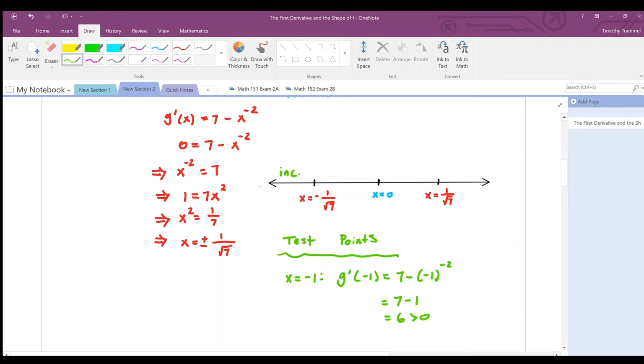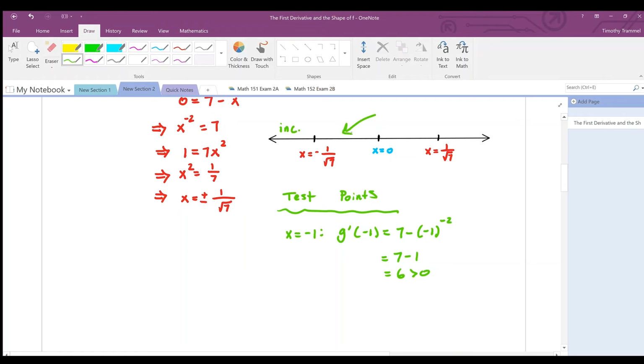G is increasing there. On our next interval, we need to choose an x value in between -1 over the square root of 7 and x equals 0. I think an easy choice here, maybe how about -1/7? That's in between those two. Or 1/10, just something in between those two. So g prime of -1/7 should be equal to 7 minus -1 over 7 to the -2.